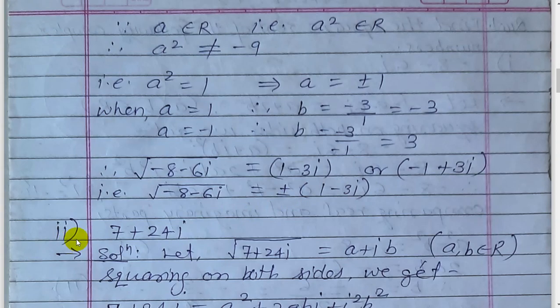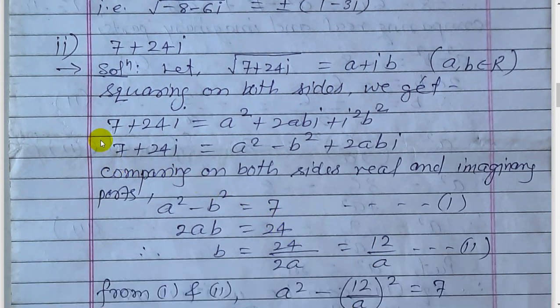Now see the second sum. Find the square root of 7 plus 24i. For the solution, let square root of 7 plus 24i equal a plus ib, where a, b belong to R. Squaring on both sides, we get 7 plus 24i equals a square plus 2abi plus i square b square. But i square is minus 1. So this will be 7 plus 24i equals a square minus b square plus 2abi.